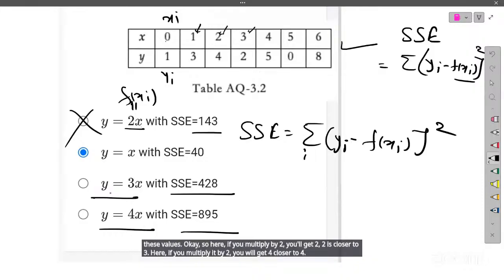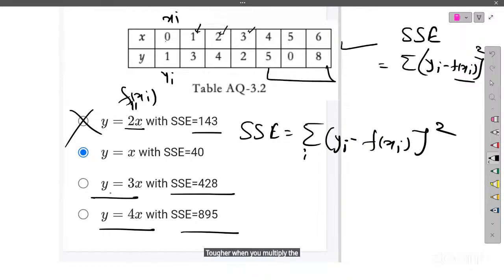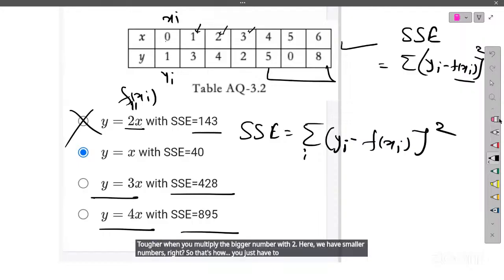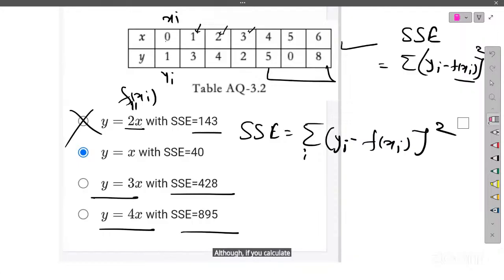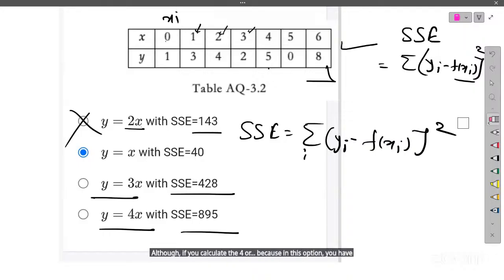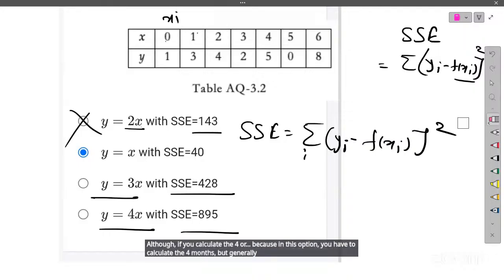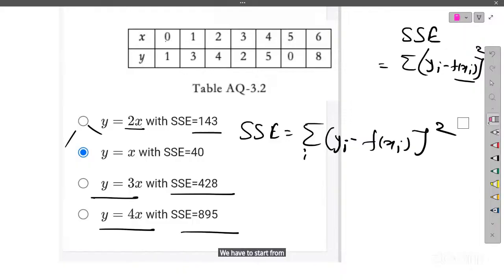Here, it will be tougher when you multiply the bigger number with 2. Here we have smaller numbers, right? So that's how you just have to judge. Although in this option you have to calculate the 4 one, but generally start with the smaller one. That's the rule. Okay, ma'am. Okay.